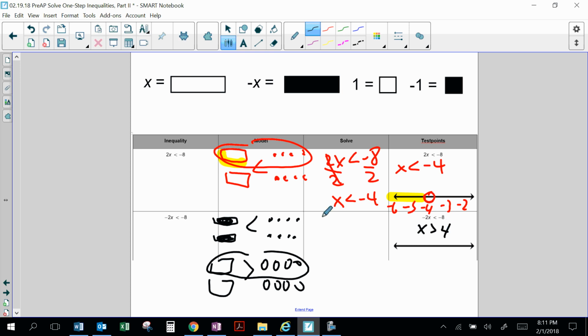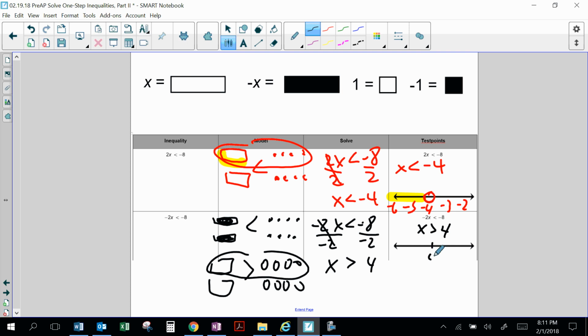To solve it algebraically, negative 2x is less than negative 8. Divide both sides by negative 2. This cancels. Negative 8 divided by negative 2 is 4. The opposite of a negative is positive, so 4. Don't forget to flip this around this way. And that's why it is. Because when you're multiplying or dividing by a negative number, you must flip it around. Look at here, this physically shows you why you have to do it.